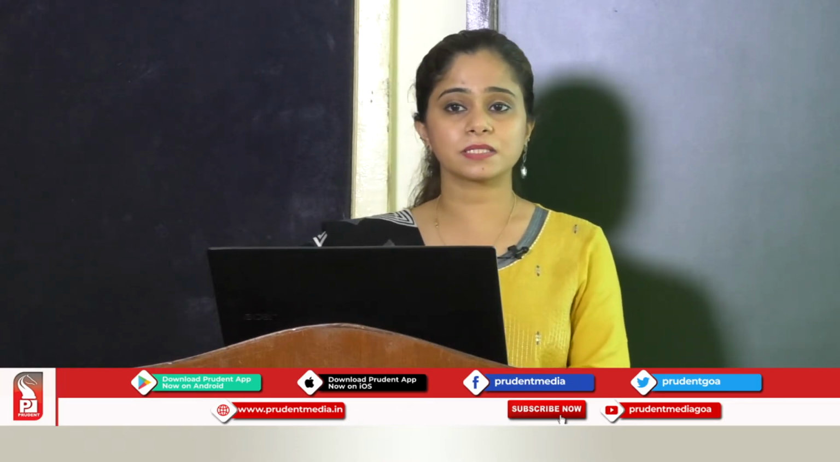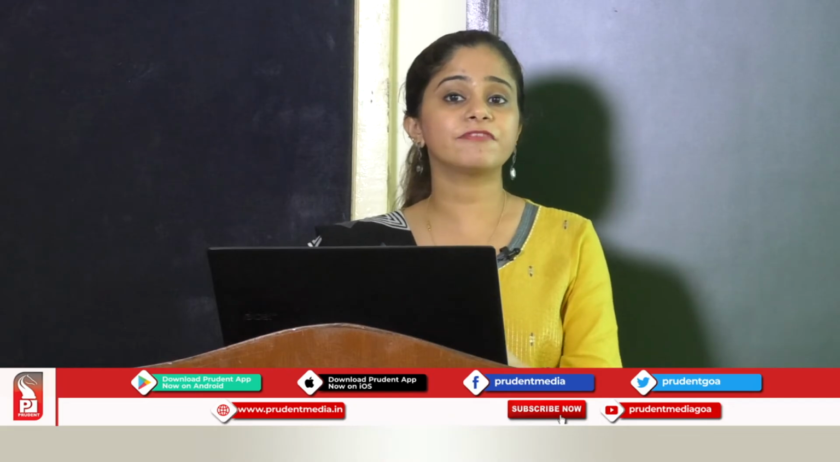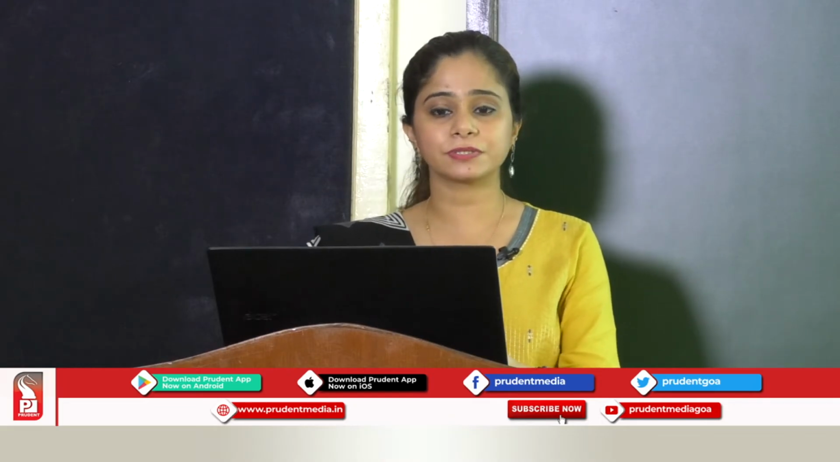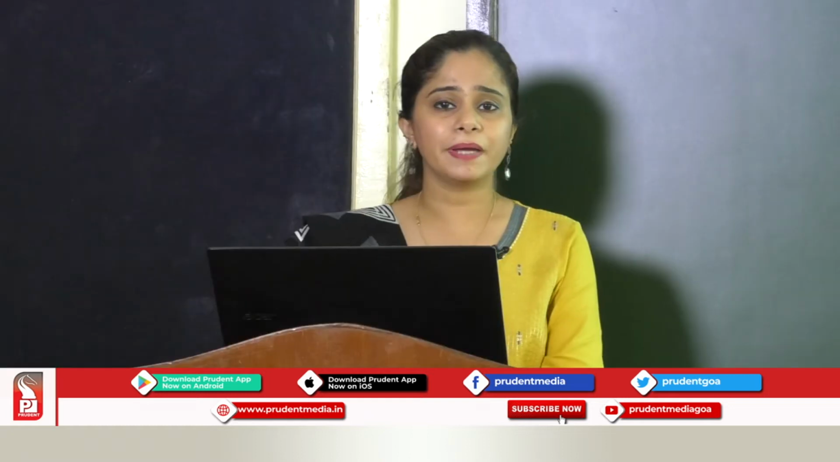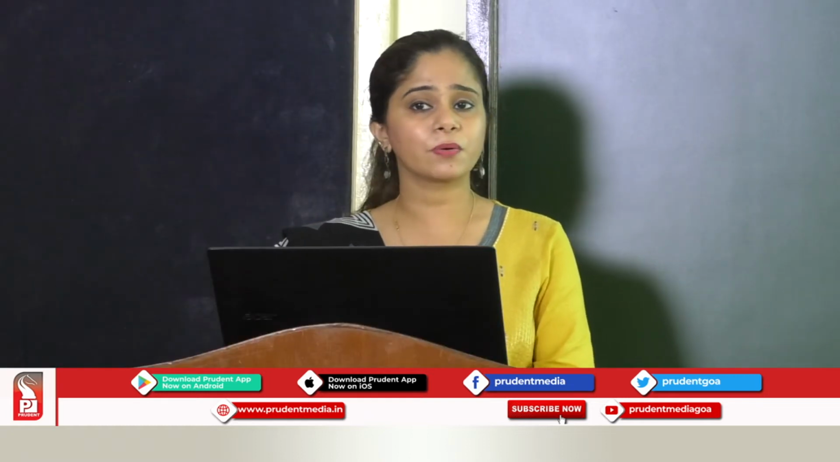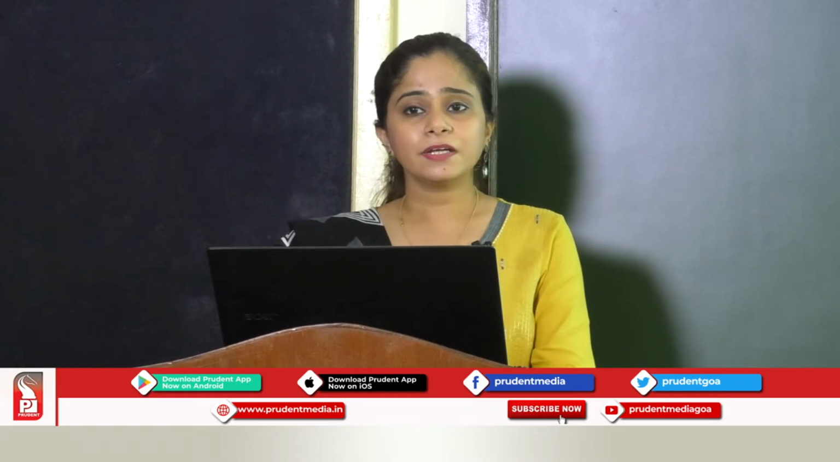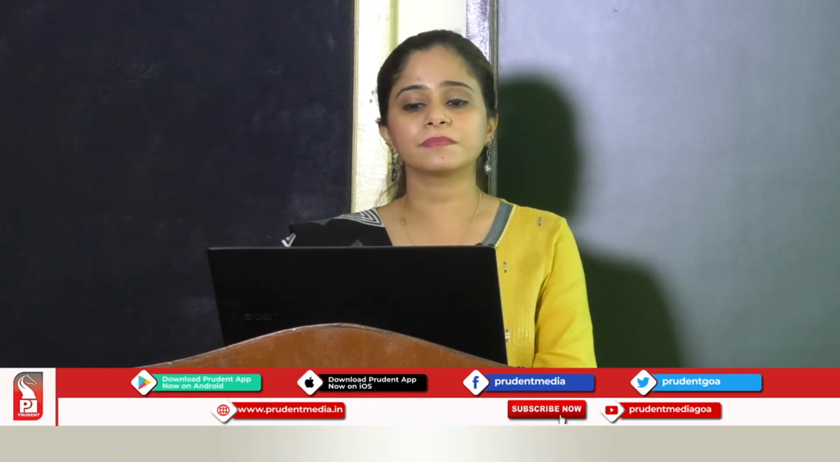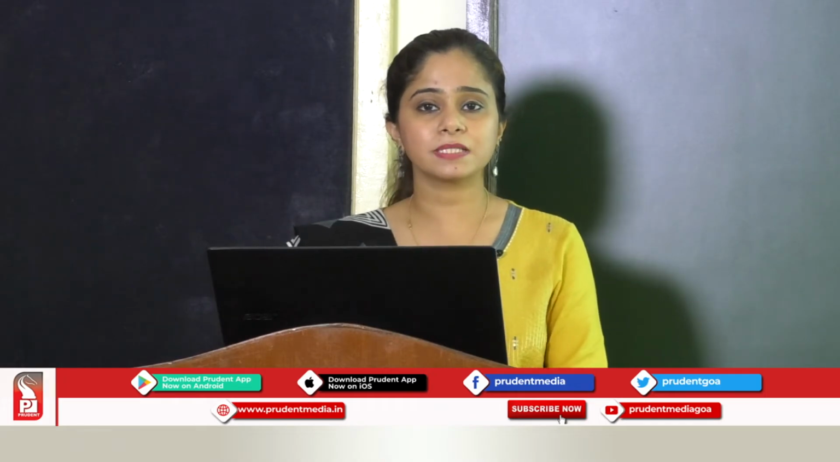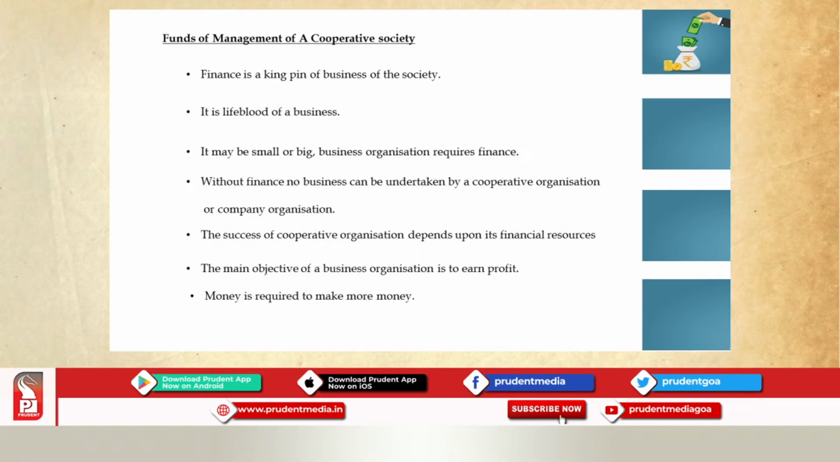Now in the second part, we are going to learn about the funds management of a cooperative society. Now as we know, funds management, finance is a kingpin of a business. Just as we know that it is the lifeblood of a business. A business may be big or a business may be small, you require finance. Money is required to make more money. So the success of the cooperative organization depends upon its financial activities.